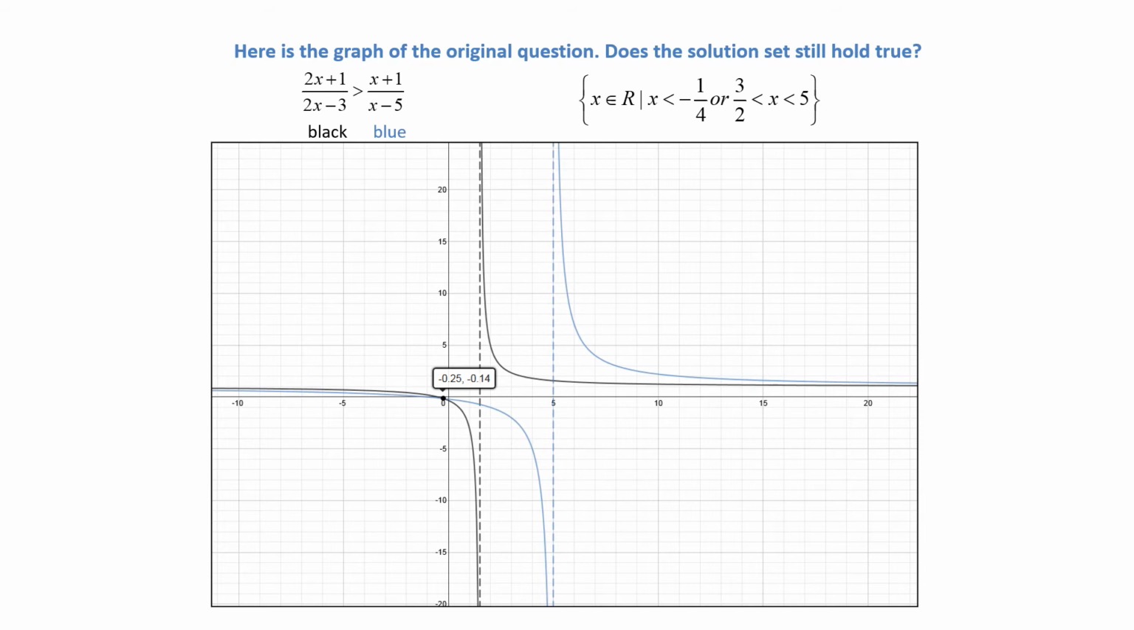Where x is less than negative a quarter, is the black greater than the blue? It's pretty hard to highlight, but I'm looking at this piece right here. Is the black greater than the blue up to negative a quarter? Yes, it is. And is the black greater than the blue in this piece right here? Yes, black greater than the blue. Is the black greater than the blue? And it is, because the black is way up here. See, here's the black, and the blue is way down here.